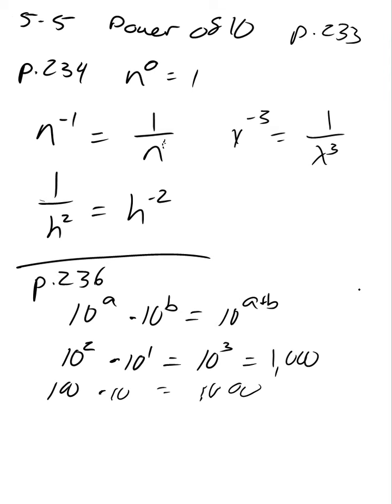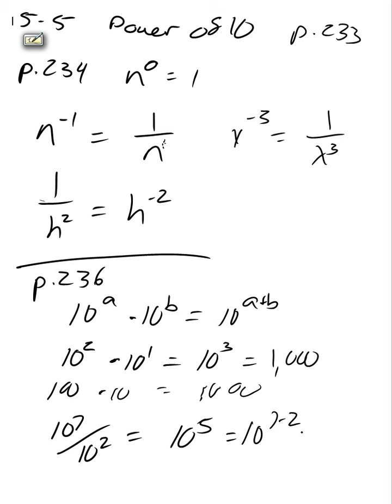Now the other thing it talks about here is that if you're dividing, you subtract the exponents. So if you had 10 to the 7th divided by 10 to the 2nd power, that's going to give us an answer of 10 to the 5th. Because what I did there was I subtracted the exponents. I had 10 to the 7 minus 2. I subtract them out, and I get 10 to the 5th, which is the answer that we had down there. So that's another piece to keep in mind.